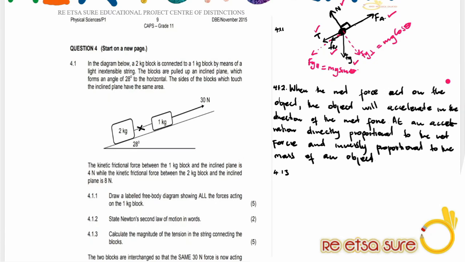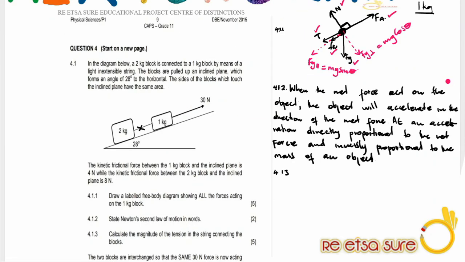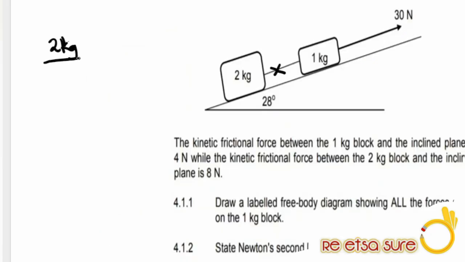At least now we do have the free body diagram for 1 kg. This free body diagram is for 1 kg. Let me draw the free body diagram before I attempt this question. Let me draw the free body diagram for 2 kg. Let me use this space here. For 2 kg, let me draw the free body diagram. Here is my surface. And then I'm just going to draw my object on the same line as my surface.